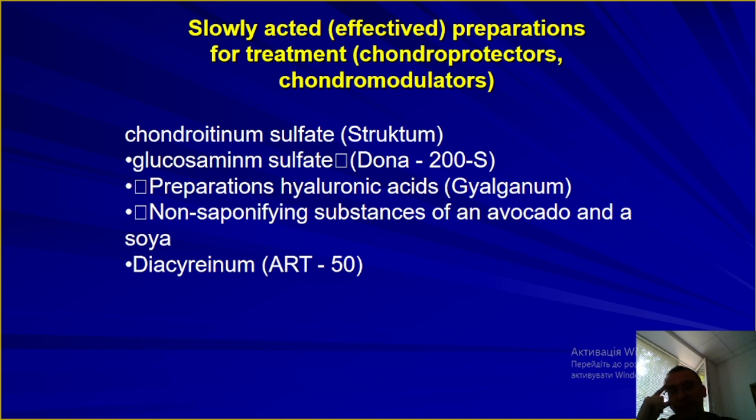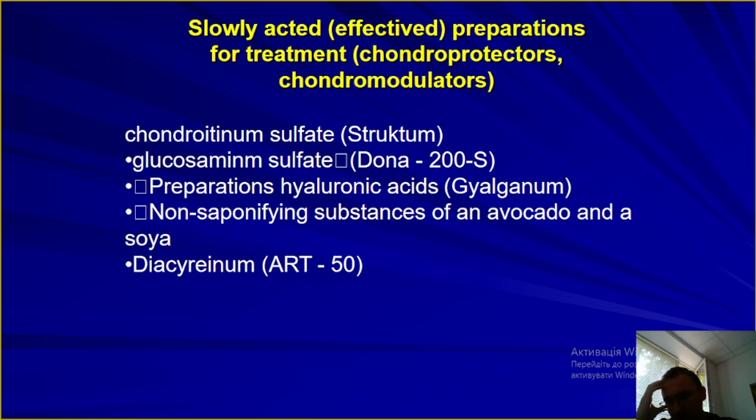And if you look, for example, there are two big, very world popular drugs, Structum and Dona, and there are a lot of different other drugs which consist of the same remedy, chondroitin sulfate and glucosaminoglycan. A lot of drugs in the drug shops are not very cheap, or in most cases they are very expensive. They can consist of different herbs as well, and all promise the renewing of the cartilage.